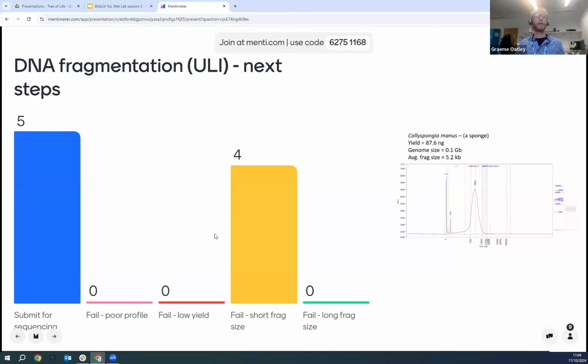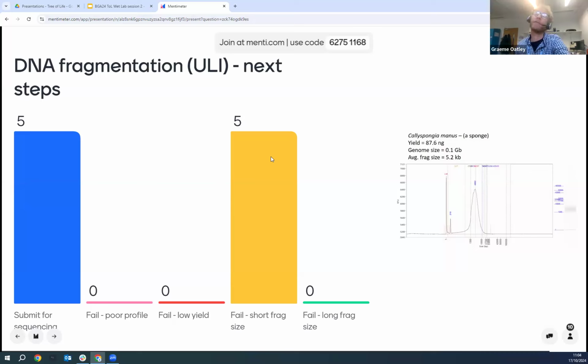Okay. So we have 5 people suggesting submit for sequencing, 5 short fragment size. Yeah, this is again where the subjective nature of decision making comes into play.